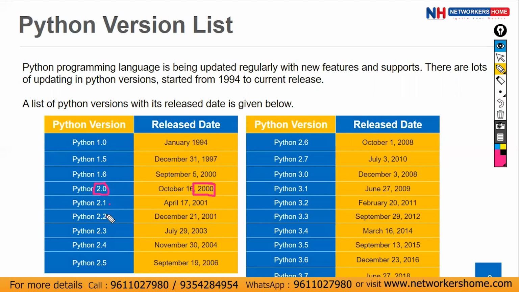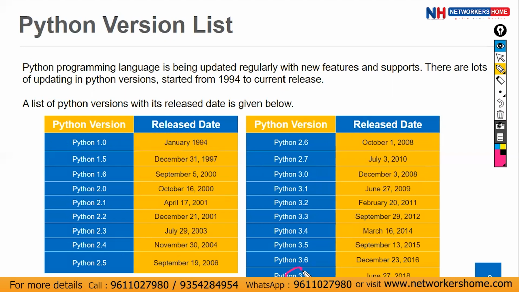Then 2.1, 2.2, 2.3, 2.4, 2.5, then 2.6 and 2.7. And finally, on December 3rd, 2008, Python 3.0 was launched. So you can say there are three major versions. The first version was in 1994, then the second version was in 2000, after 6 years, and then after 8 years they came with Python 3.0. So these are the three versions.